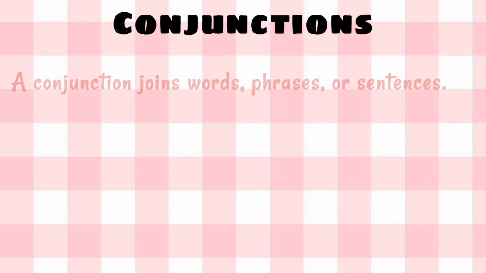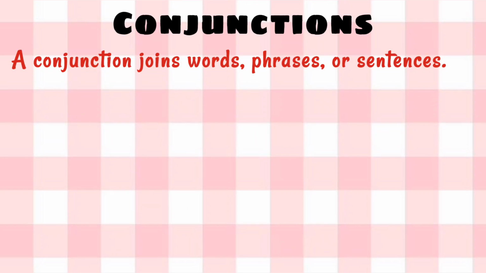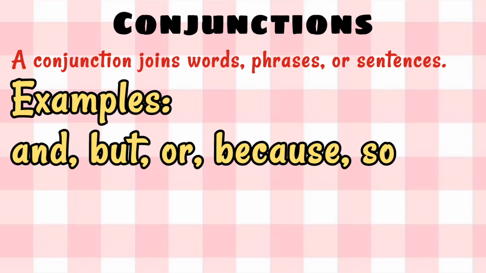Conjunctions. These are joining words. It's like the junction of the sentence. We say a conjunction joins words, phrases, or sentences. Examples of conjunctions include and, but, or, because, so, although, therefore, and so many more.